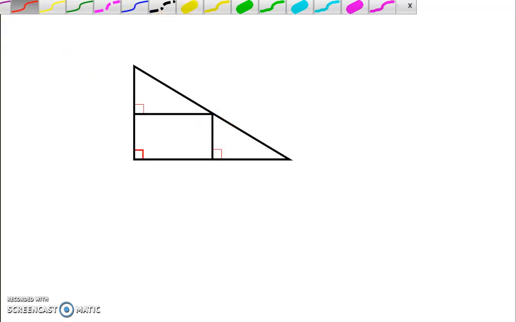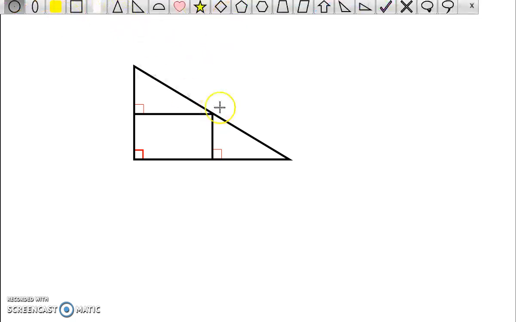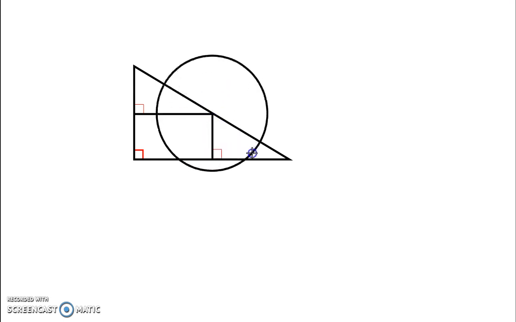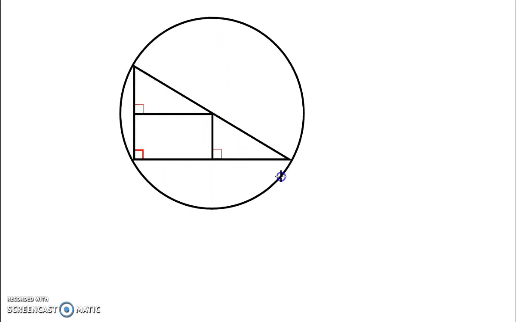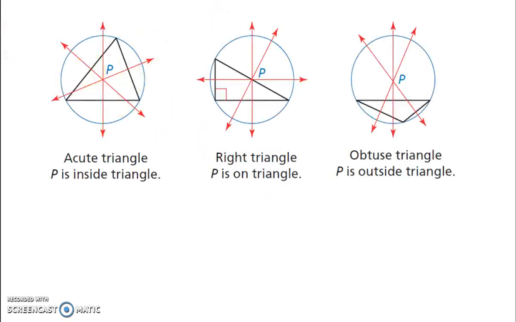Now if I have a right triangle, notice that the bisector here meets the other bisector on the hypotenuse. Okay, so that circumcenter is on the third side. So if we do the circle here, make sure I line that up right. There we go. Very cool.